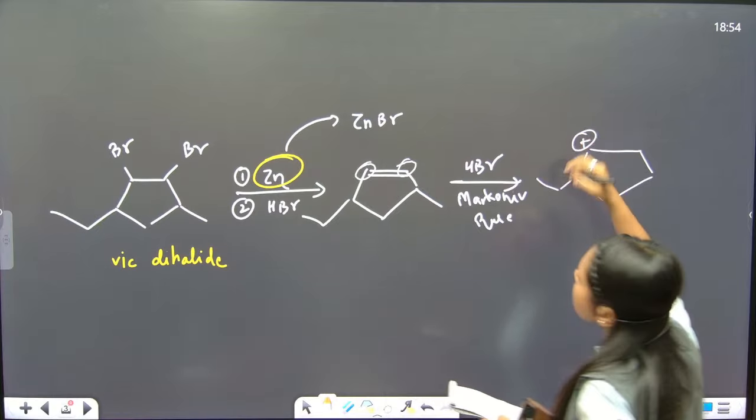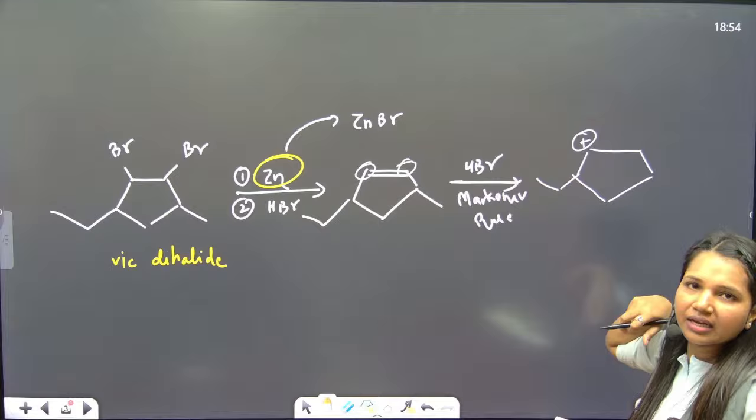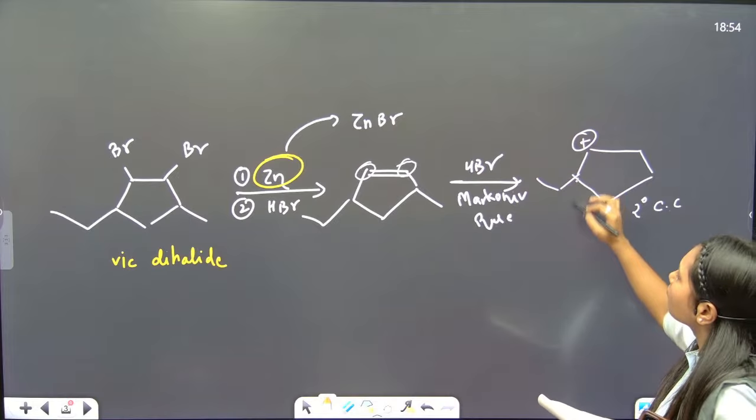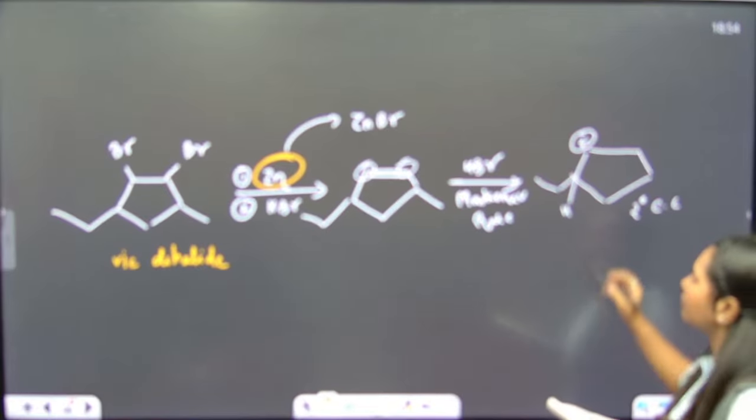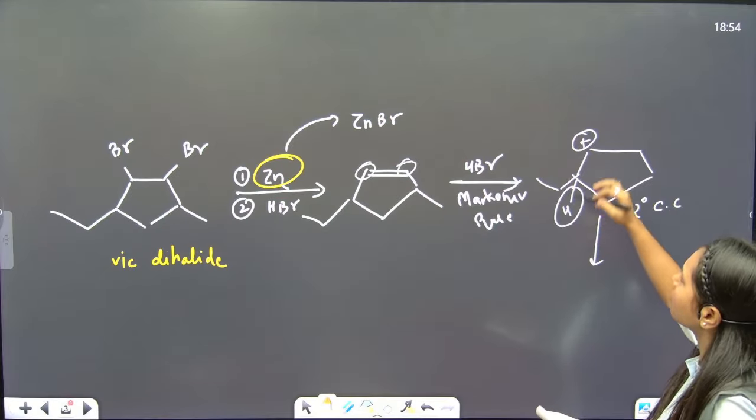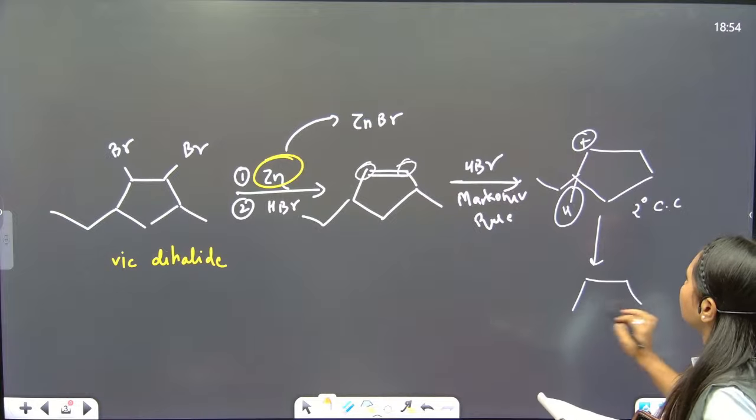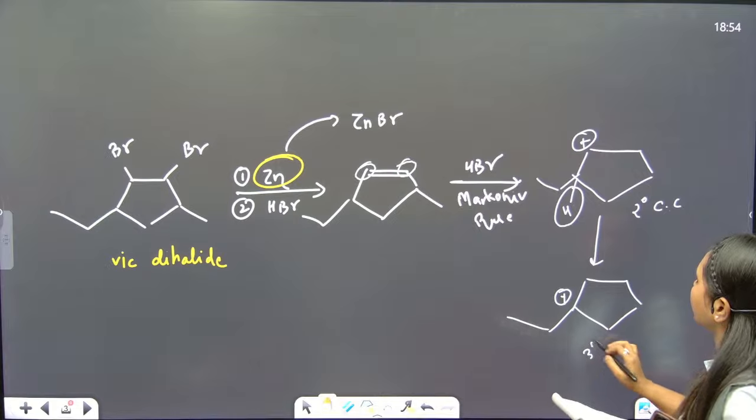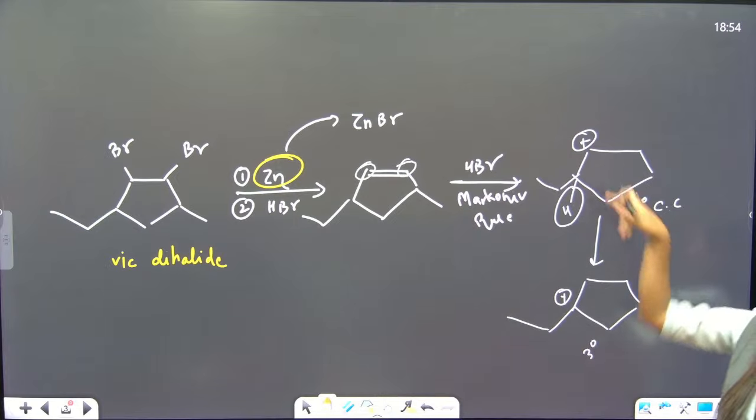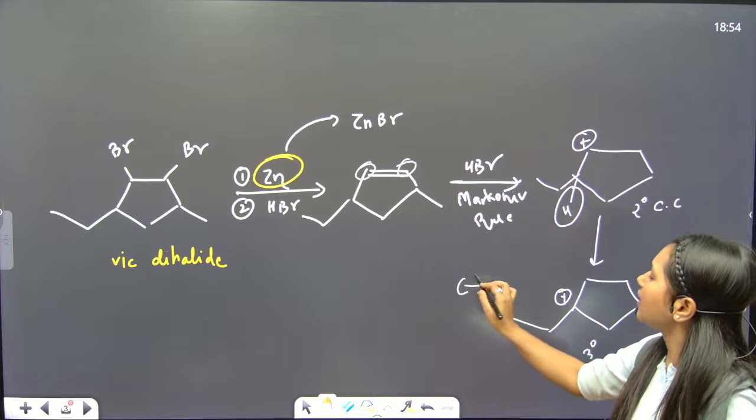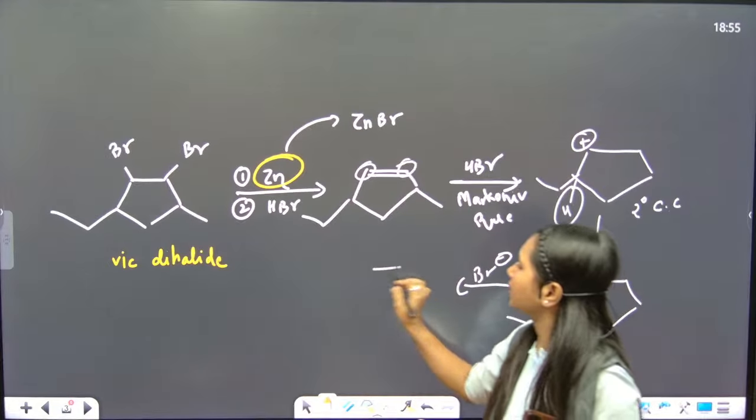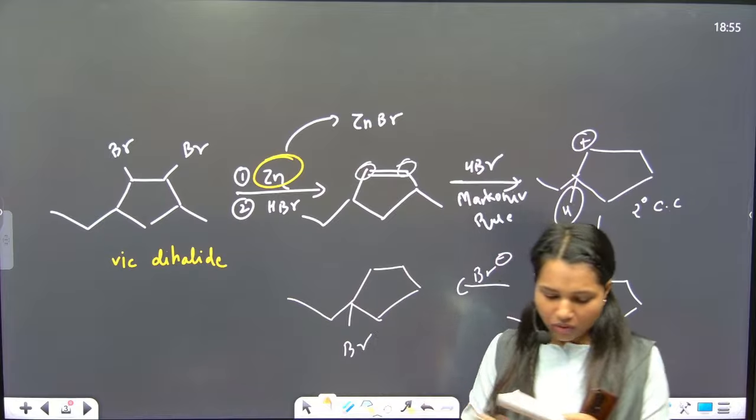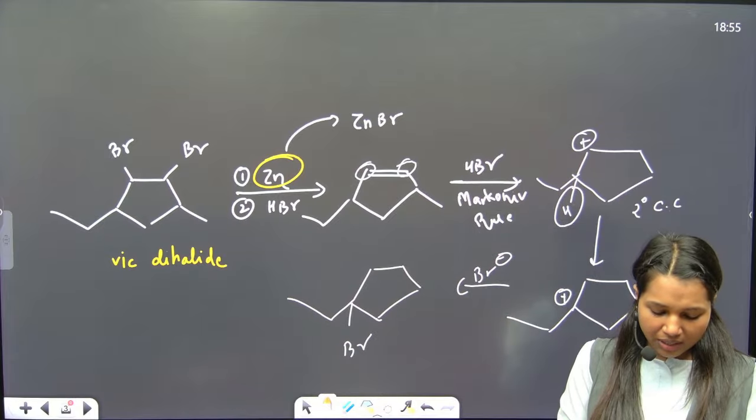This is a very famous question of carbocation rearrangement. It is a secondary carbocation, so we are going to do hydride shifting here. The hydride will shift from here to here, and it will form which carbocation? Tertiary. Yes, from secondary to tertiary. Now Br will come and attack here. Here is the product.